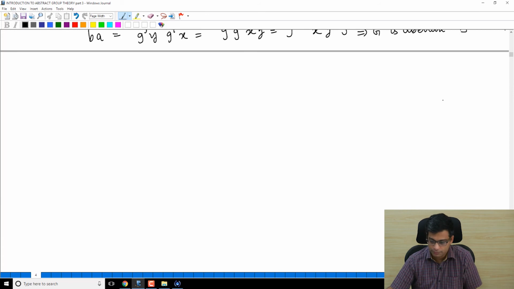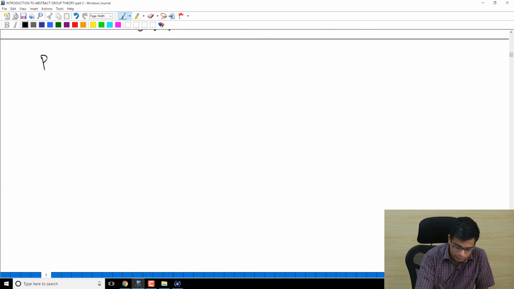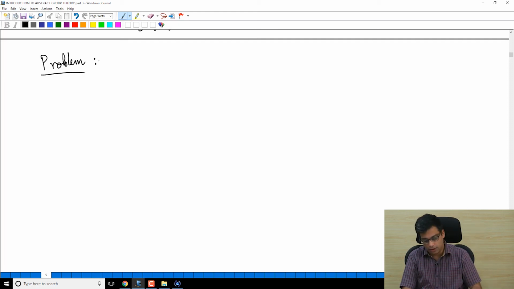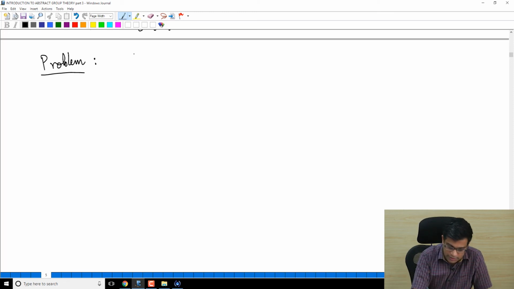So the next problem, and this is a problem that I used in the proof of Cauchy's theorem. It says the following: let G be a cyclic group.